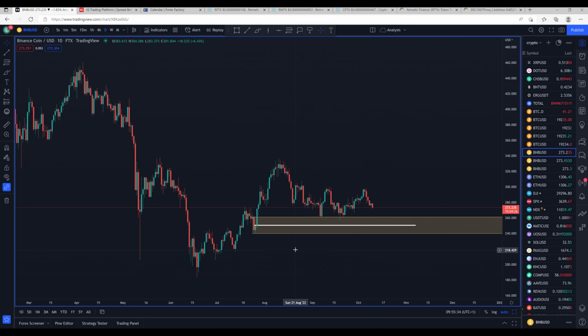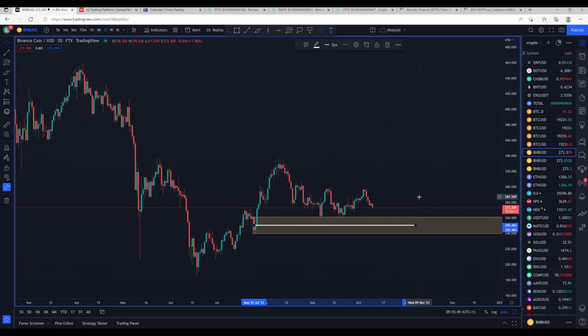So if we just go over to BNB, we can see this is where I'm expecting price to go, 250. I've said this before quite a few times. We've been talking about this level for quite some time. If we start to get a little bit of a downside, and this is what's interesting, BNB was holding up quite well.